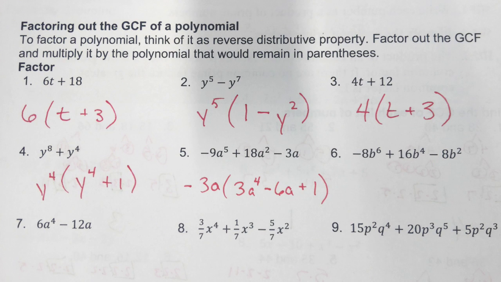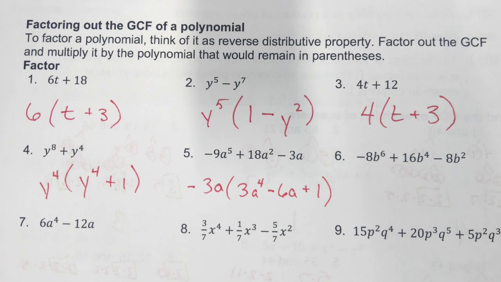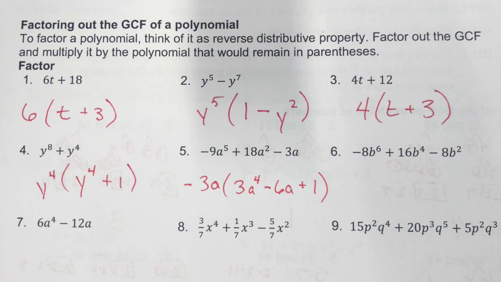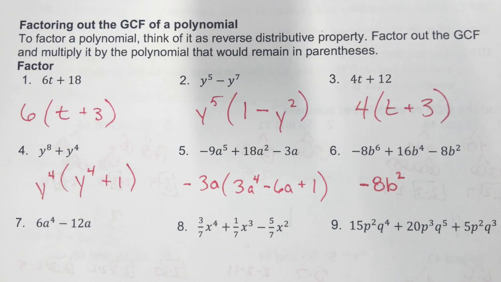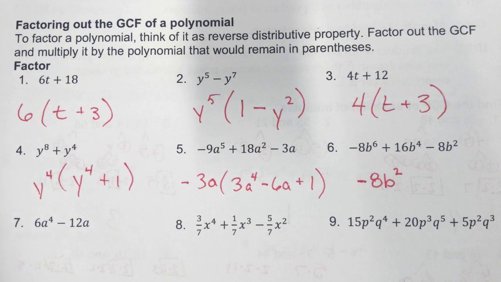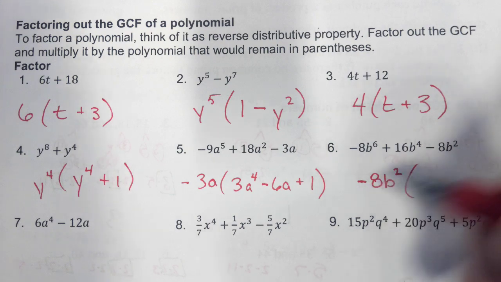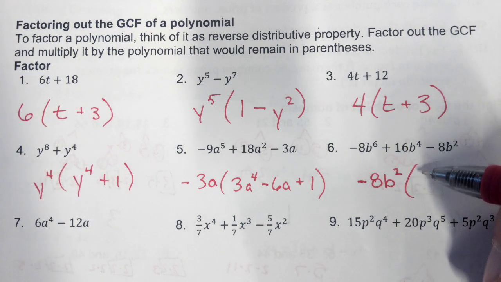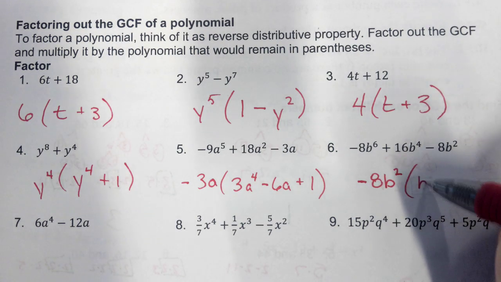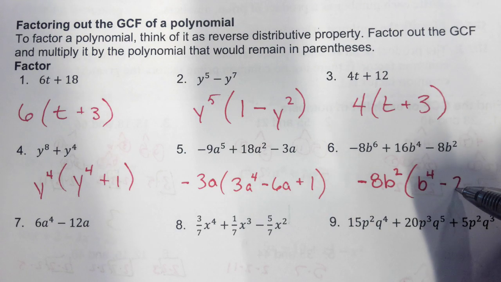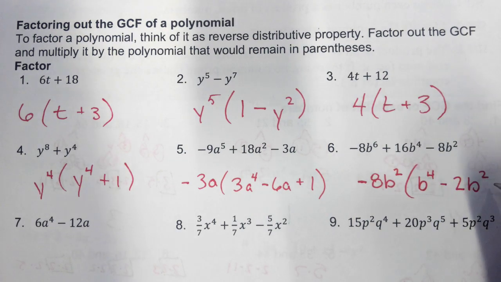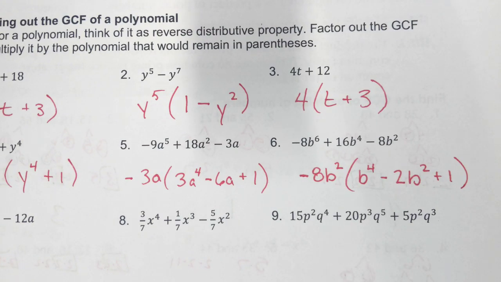Number 6 is much like number 5. Why don't you pause the video here and try number 6. All right, negative 8b squared is the GCF. If you were to divide each of them by negative 8b squared, you would get b to the 4th minus 2b squared plus 1. Oops, there you go.